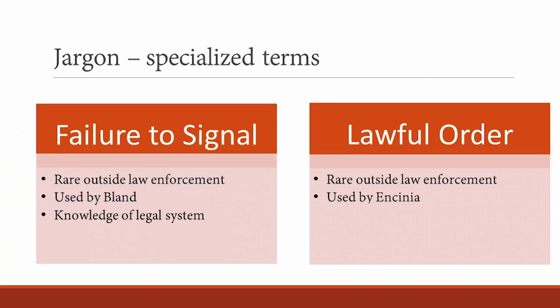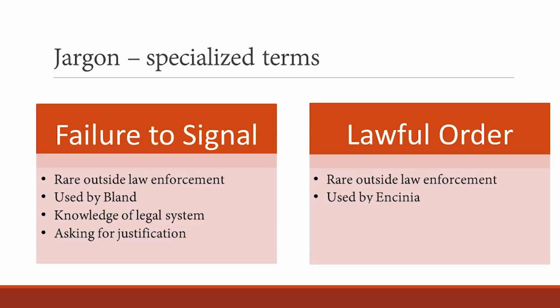I'm going to show you examples in the next couple of slides, so it'll be a little more clear. But just to preview, we found that by using the term failure to signal, Sandra Bland shows that she has some knowledge of the legal system, that she's savvy, that she understands what's going on, that she understands it's unusual, and he can't so easily take advantage of her. And the other is that, again, as with her questions, she's asking for some kind of justification. She's signaling that she knows this is an unusual stop and that there should be some better explanation than what she's getting.